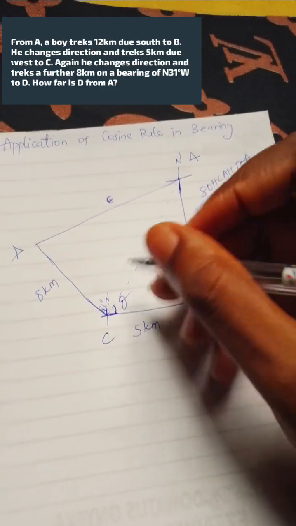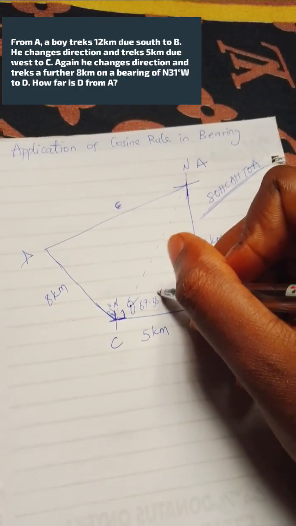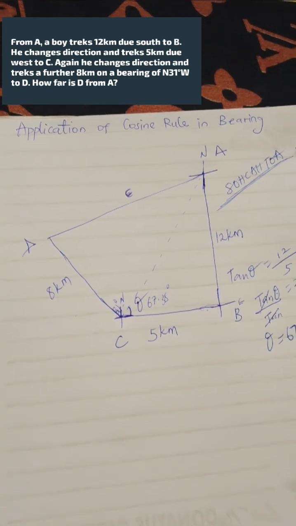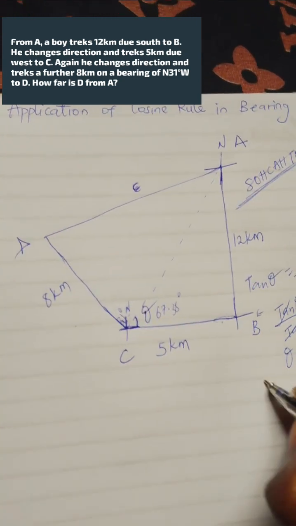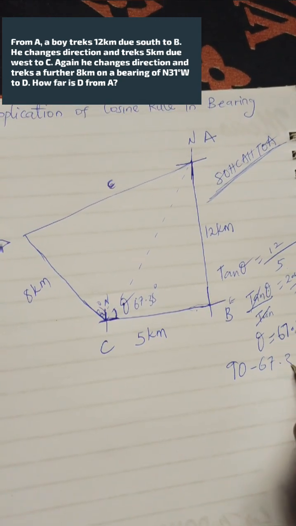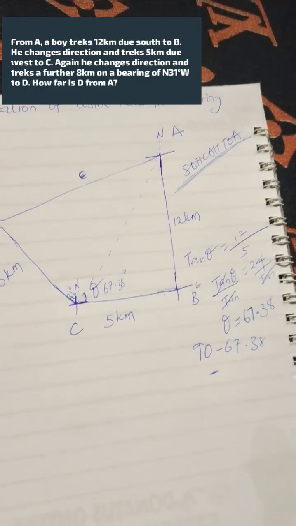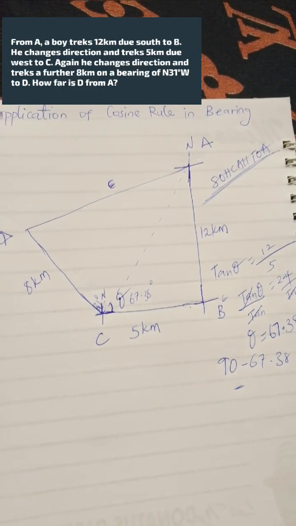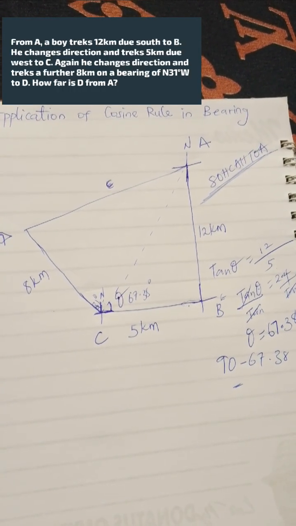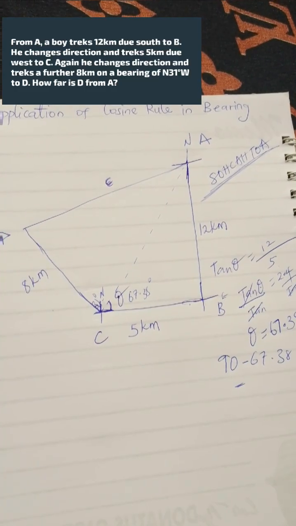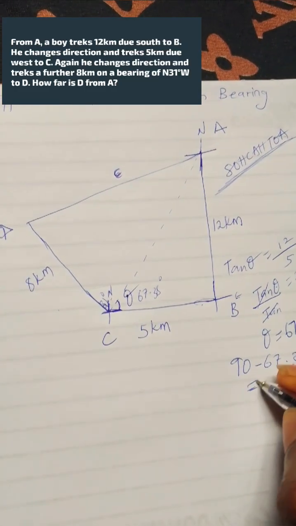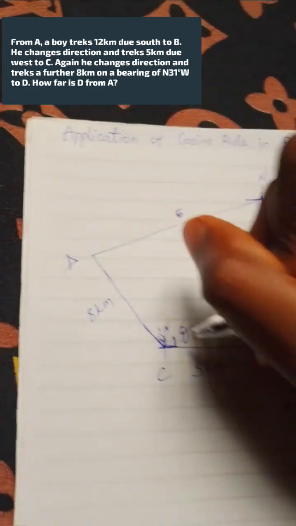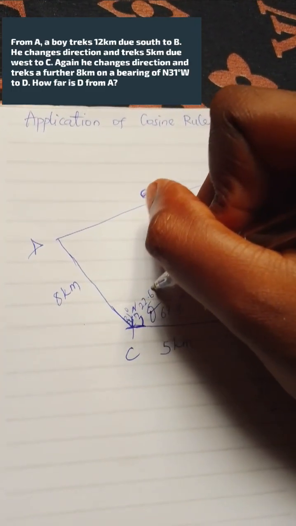So that means the angle here is 67.38 degrees. So to find what is here, I'm going to be doing 90 degrees minus 67.38. So 90 minus 67.38, whatever it gives me is going to be here. So let me just punch that in my calculator. 90 degrees minus 67.38, and I'm getting 22.62, sorry. So what is here is 22.62 degrees.